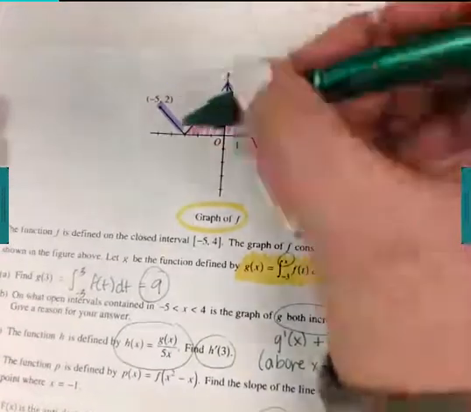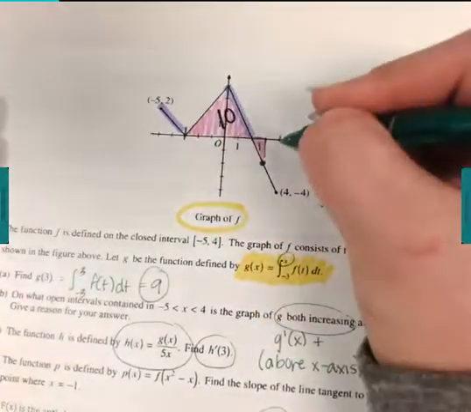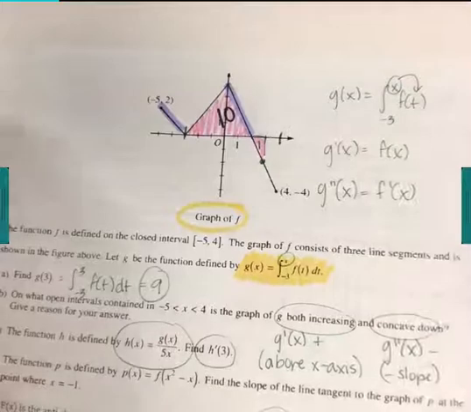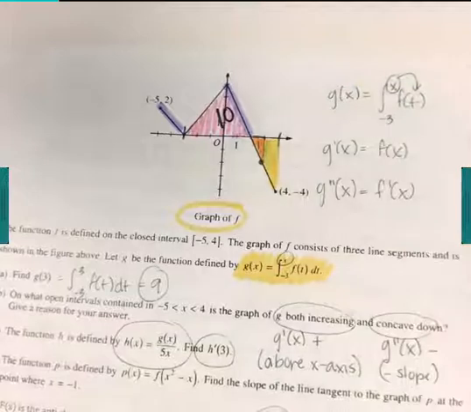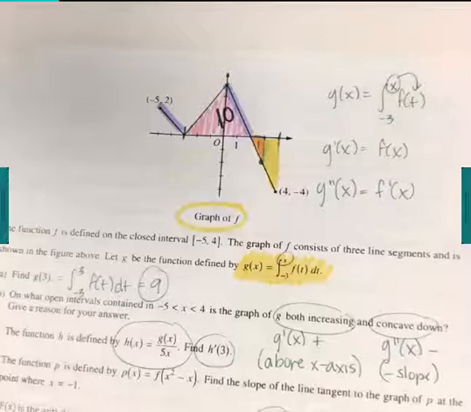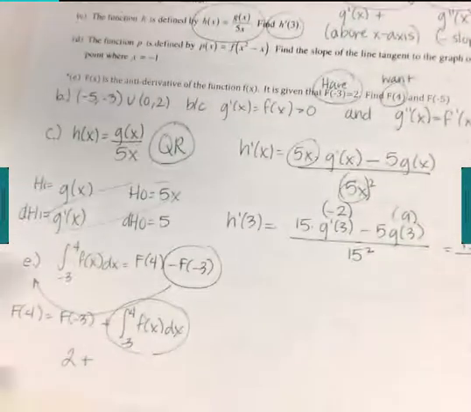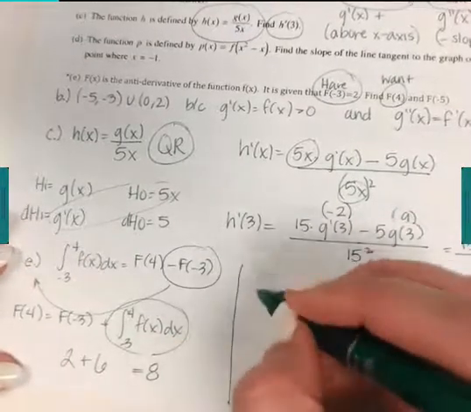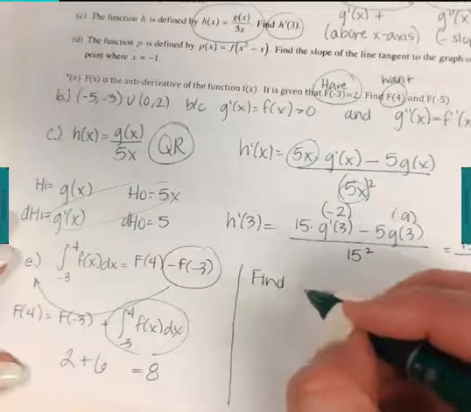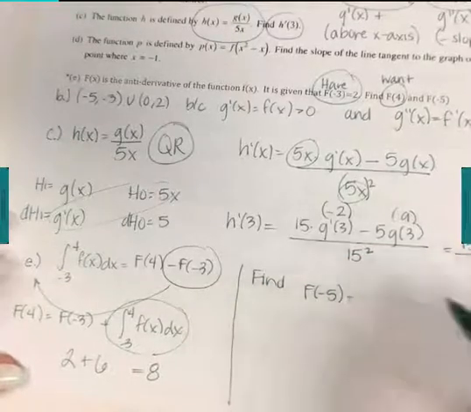I'm integrating from negative 3 until 4. So I need to expand this little triangle that used to be just a 1. Now it's that full piece right there. So it'd be 1/2 base times height. 2 times 4 is 8. Half of that is 4. So 10 minus 4, my leftover is 6. And then what's 2 plus 6? 8. Make sense? Okay, now you are going to find F of negative 5.